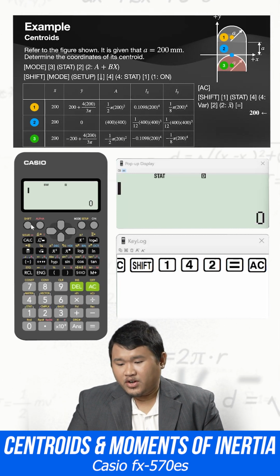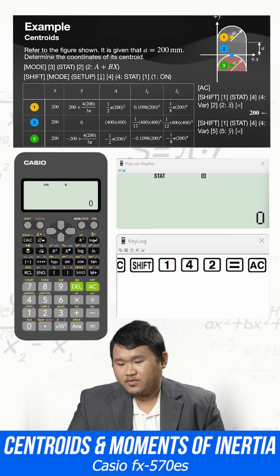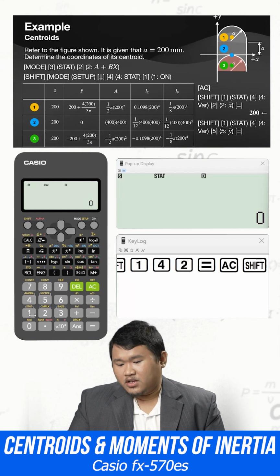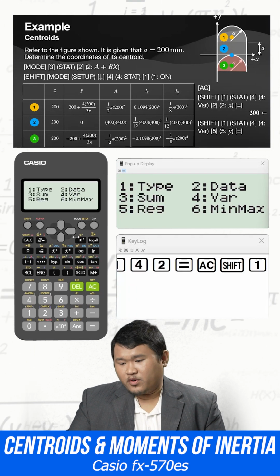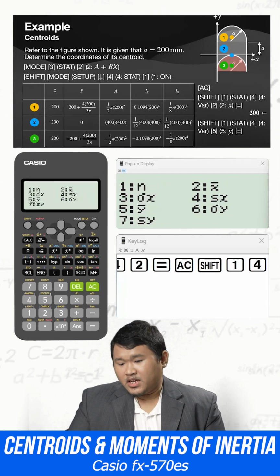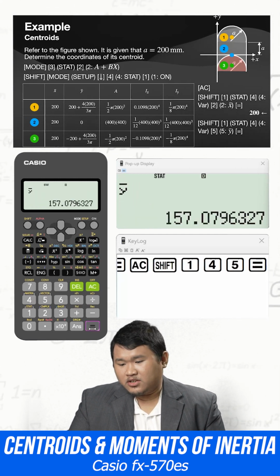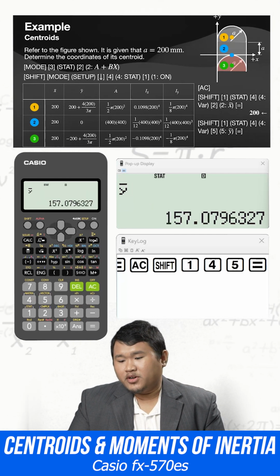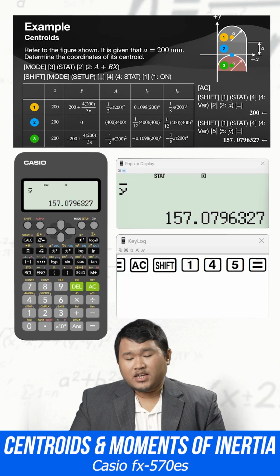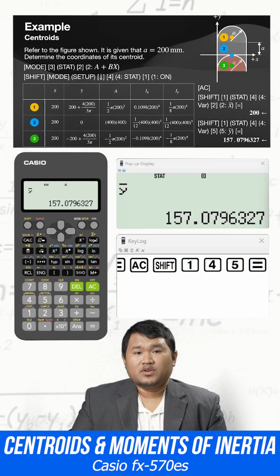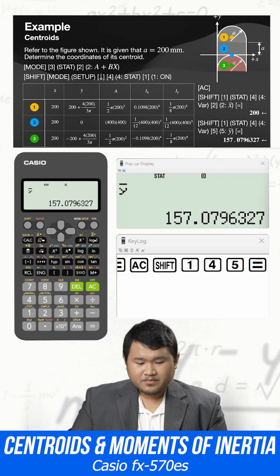Okay. However, for the Y coordinate, we will press this key sequence. So again, it's shift and then 1 for the stat options, and then option 4 for var, and then option 5 for Y bar. And if we press equals, you will get 157.08 millimeters. Now that is the Y coordinate of the centroid of this shape. And that's how we calculate centroids using the calculator.